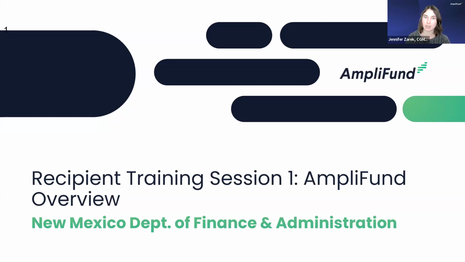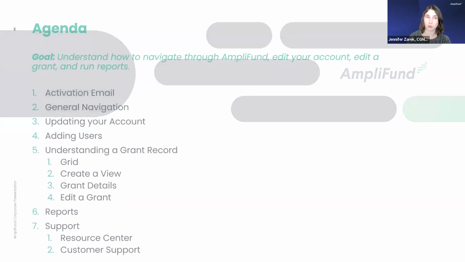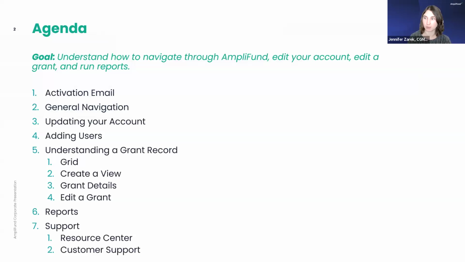So our training today is learning how to navigate in the state of New Mexico's new federal grants management system called AmpliFund. So we're going to do some basic learning on how to move through AmpliFund, how to edit your account and get all users set up for your organization, how to view your grants from the state, and then how to run reports.